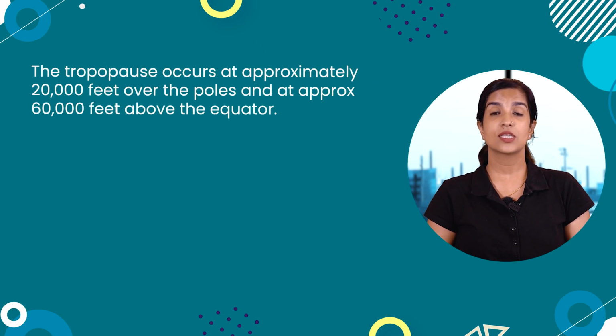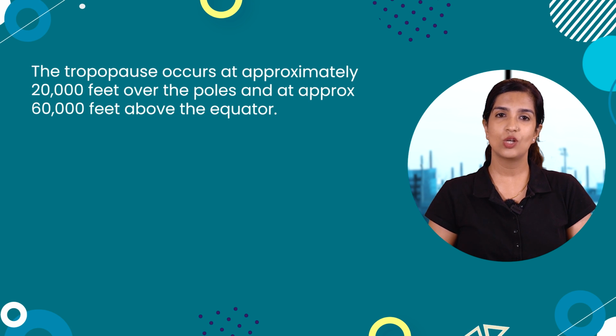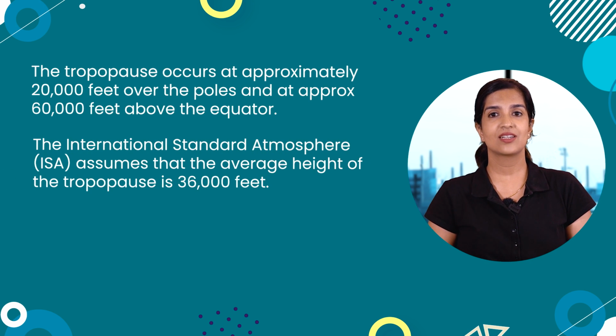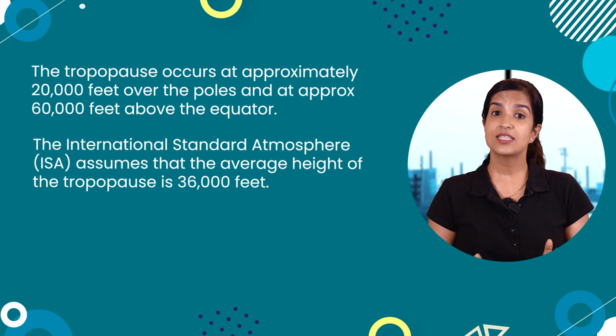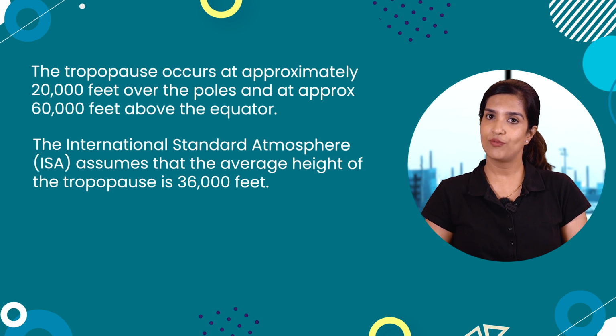Now let's talk about the tropopause. The tropopause occurs at approximately 20,000 feet over the poles and approximately 60,000 feet over the equator. The International Standard Atmosphere, that is the ISA, assumes that the average height of the tropopause is 36,000 feet.